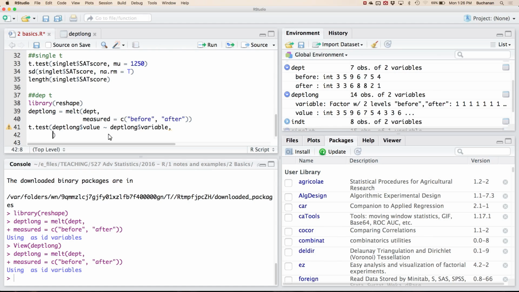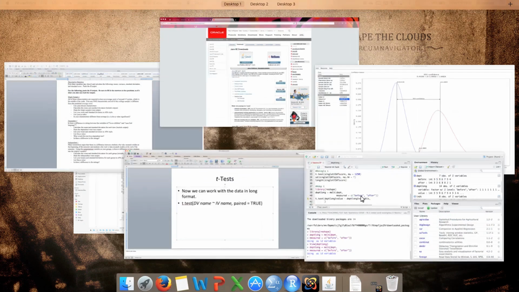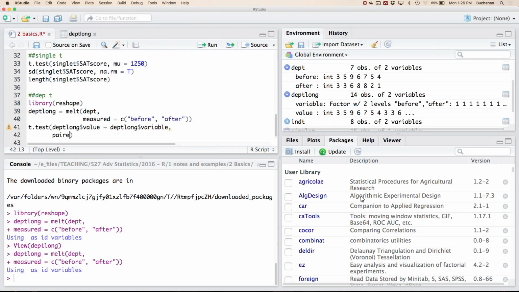Okay. And then paired equals true. So if you're doing a dependent t and you leave that part off, you will run independent t and you will get all the wrong answers. It's paired equals true.